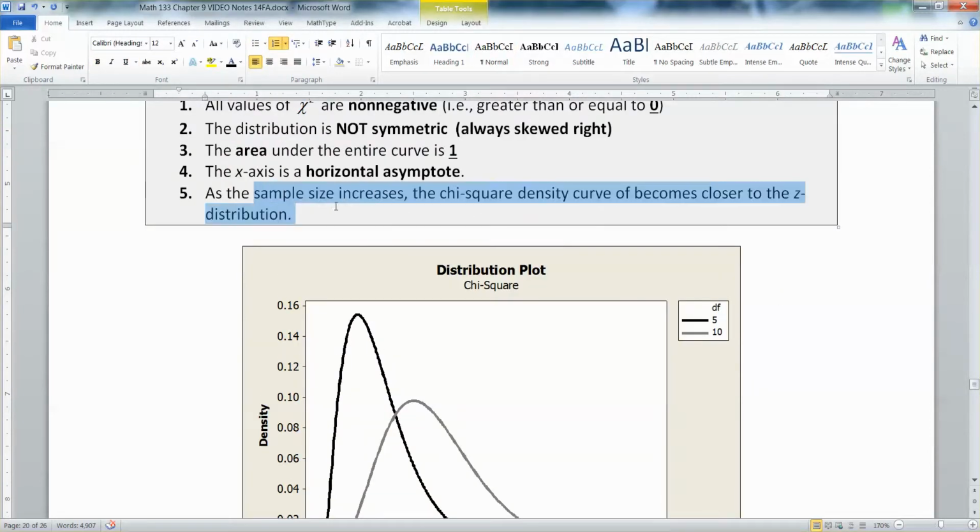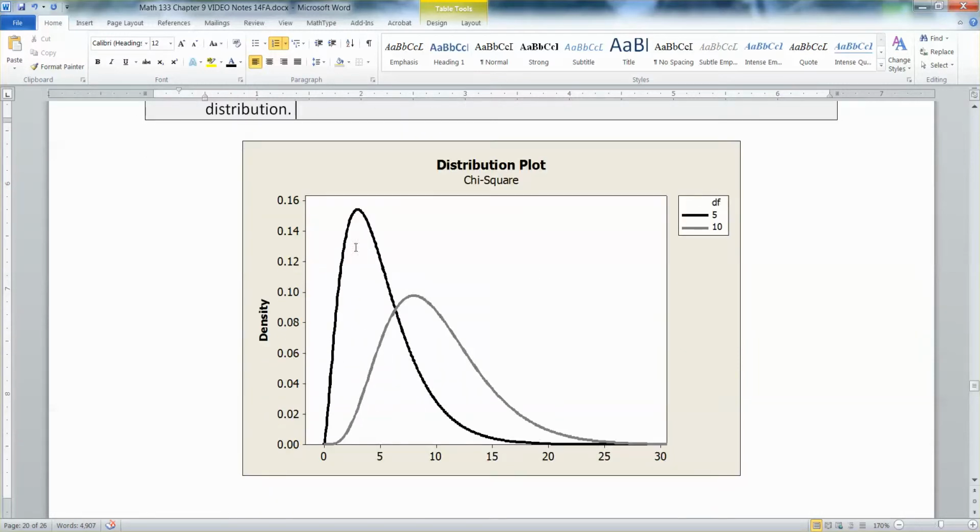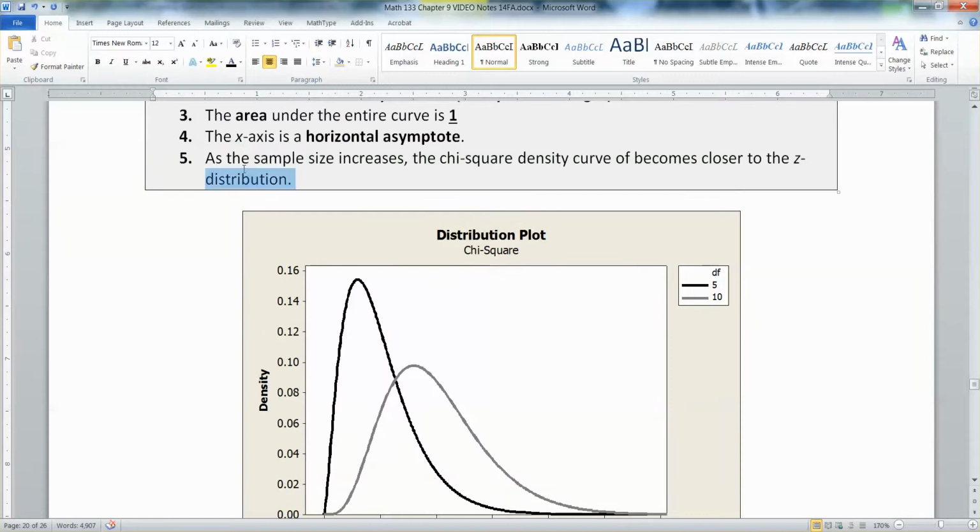And then as your sample size increases, your chi-square density curve becomes closer to the z distribution. And you can kind of see that here. This black curve is for degrees of freedom 5. The gray curve is degrees of freedom 10. Now, granted, they're both skewed right, but do you see how the gray one's getting more like a normal curve? All right, that's all that bottom one is saying.